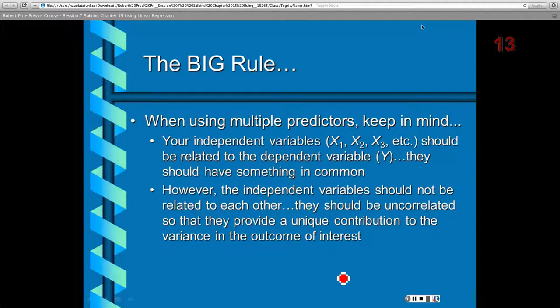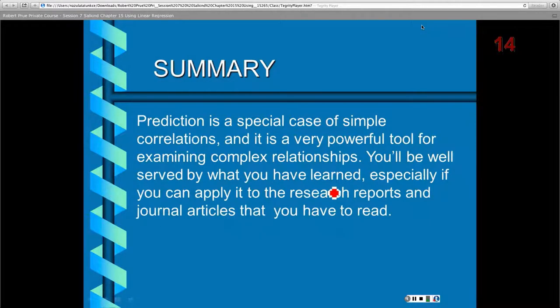We would need to run a correlation on all the predictor variables, all the independent variables, to see if they are somehow related. I may find that as I increase my exercise, I increase my intake of cookies or cupcakes or whatever it is that I'm measuring here. And so I have to make sure that I'm not using two common variables to predict one thing. A classic example is smoking and drinking. They both have negative health effects, and they are often correlated one with the other. So you have to think about what your data is. So prediction is a case of simple correlations and a very powerful tool for examining complex relationships.